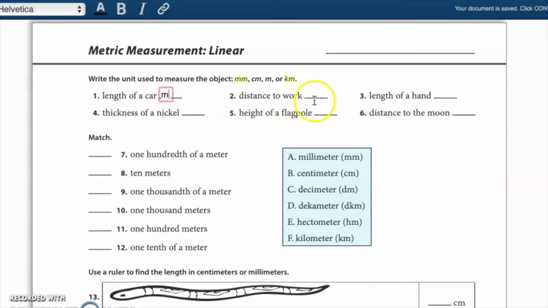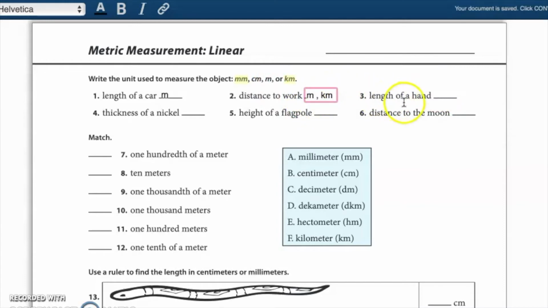Then what about distance to work? This can vary depending on the situation. However, if it's walkable distance, then I will say maybe meter, because sometimes people live very close to their workplace, or more commonly it's going to be kilometer. For Miss Kang, from my place to BHCS, it's about 4 kilometers. So you can choose either meter or kilometer.